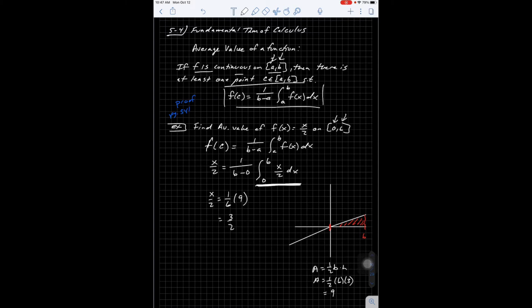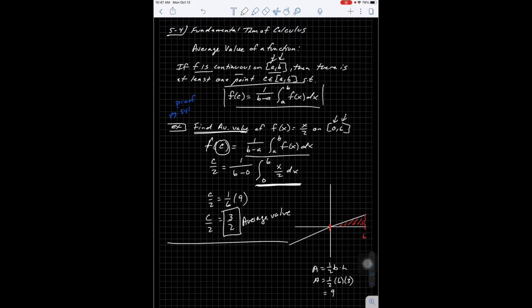Now, oh, sorry, this is a typo right here. This is f of c. So that means I need to plug in c up here, not x. This is a specific value that I'm looking for. Where is that average value? Now, if the question asks, what is the average value? This is your answer, okay? The right-hand side of the function is the average value.